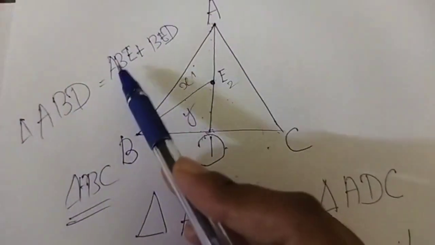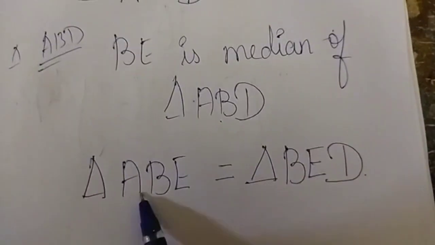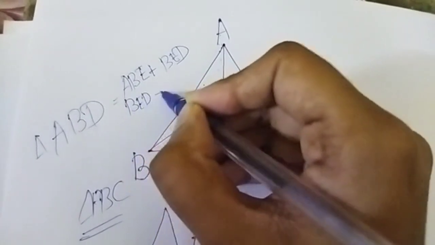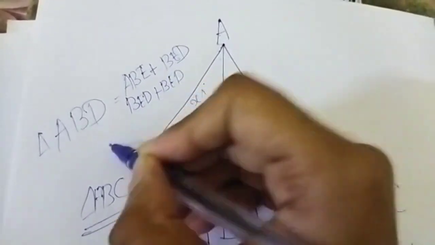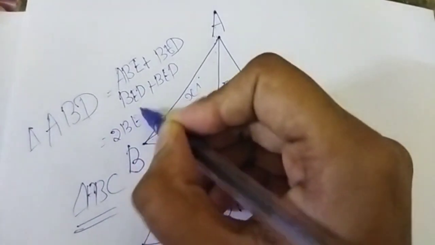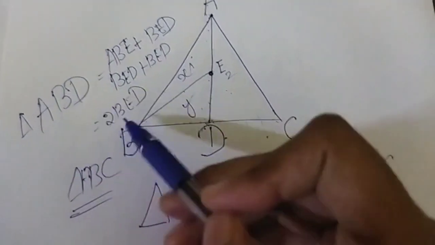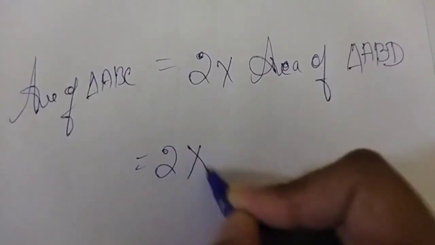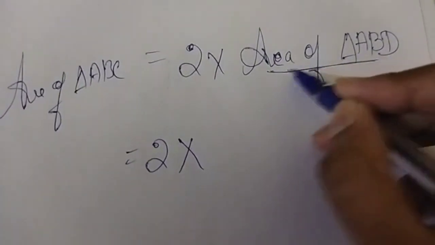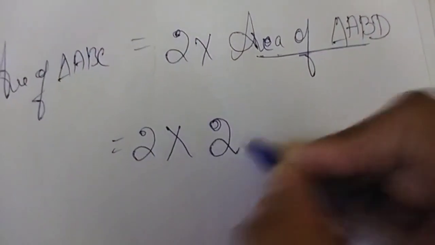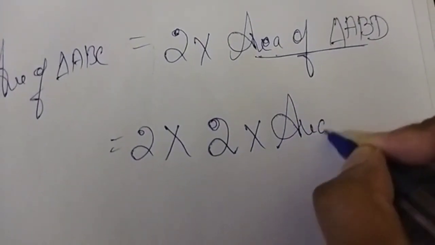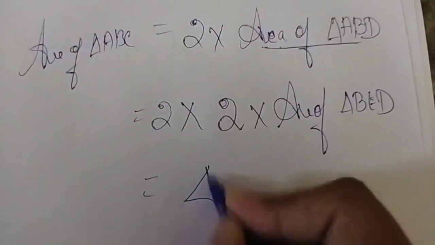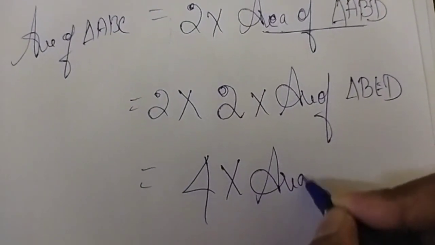What is ABE? ABE is equal to BED, right? So here I can write BED. BED plus BED we get 2 BED. So instead of writing triangle ABD we can write 2 BED. So 2 into area of triangle BED, which is nothing but 4 into area of BED.